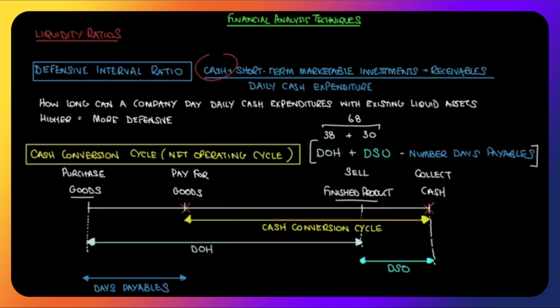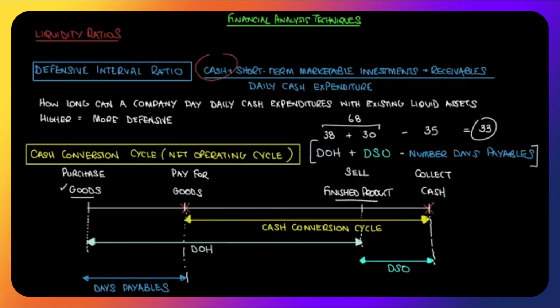The only good news is you probably don't pay for your goods on the day that you bought them. You get credit terms from your supplier, so you get a little break there until you have to pay out. So you can subtract from this 68 the number of days payables. How long did it take me to pay my suppliers? Let's say 35 days. That would give me a cash conversion cycle of 33. 33 days that I have to finance that gap.